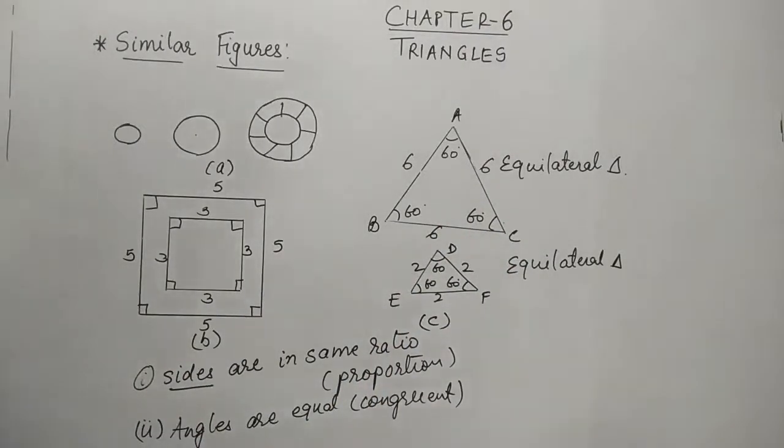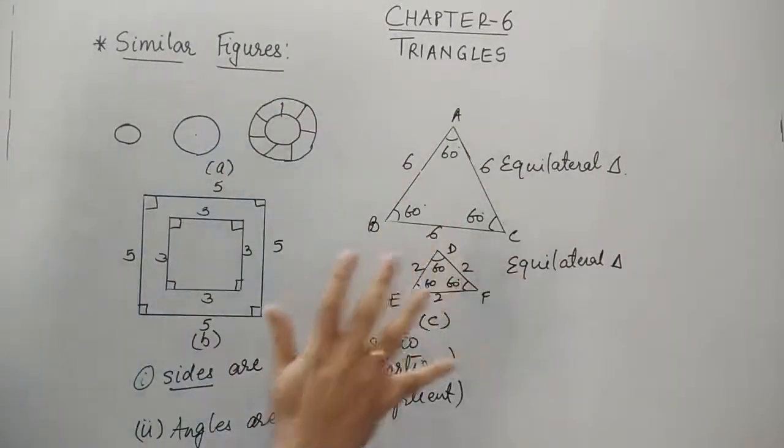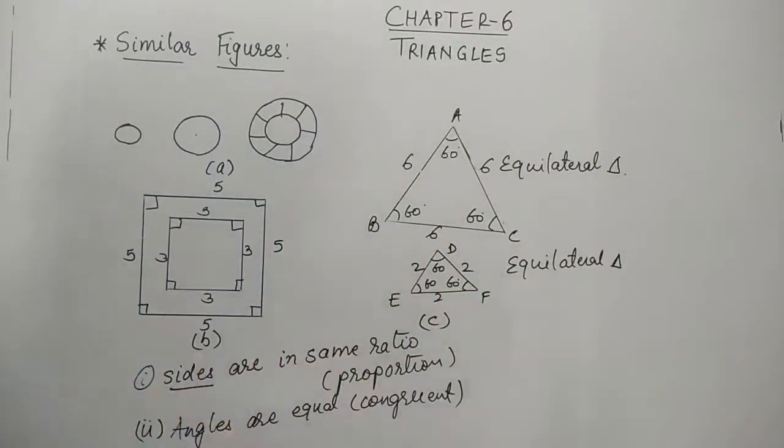We can't say the same for all the types of triangles. We'll understand this example, but I hope you understand what similar figures are. Again, when we can say they are similar figures, in such polygons the sides, we'll use a proper word for this, but that will come later on. Sides are in the same ratio and angles are of equal measure. So we can say that the given polygons or figures are similar figures.